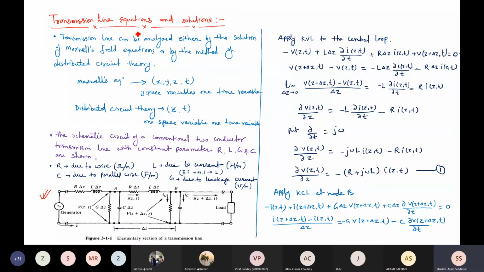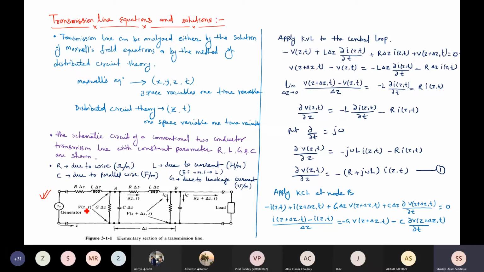A transmission line can be analyzed either by solution of Maxwell's field equations or by the method of distributed circuit theory. Maxwell's equations have three space variables, x, y, z, and of course one time variable. In distributed circuit theory we have z and t, so one space variable and one time variable.